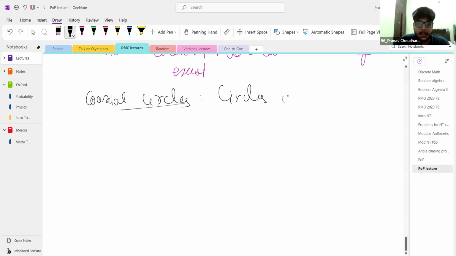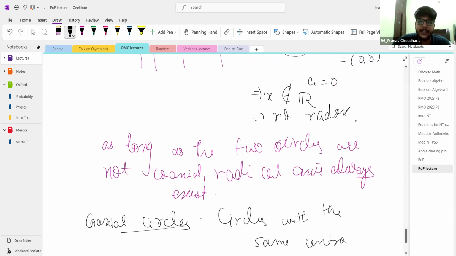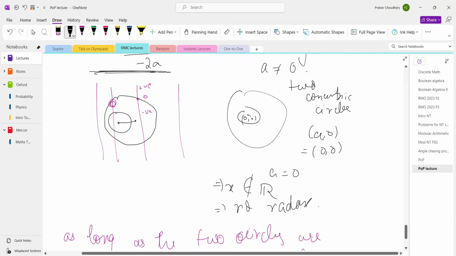Circles with the same center. So something like this case. Like in this case, A is equal to 0 as well, right? When they have the same center.